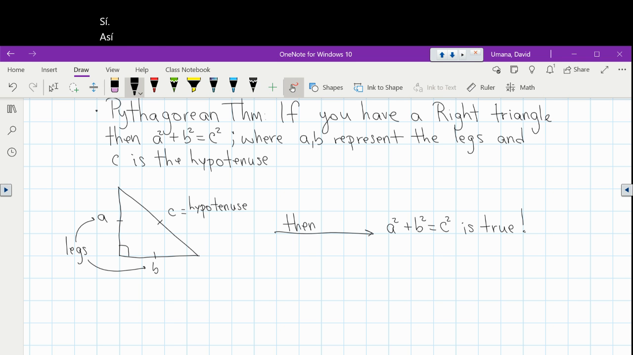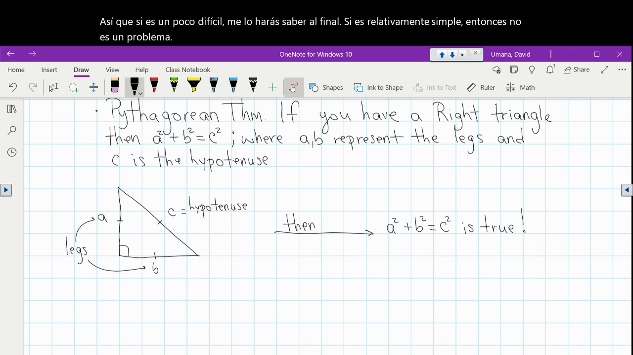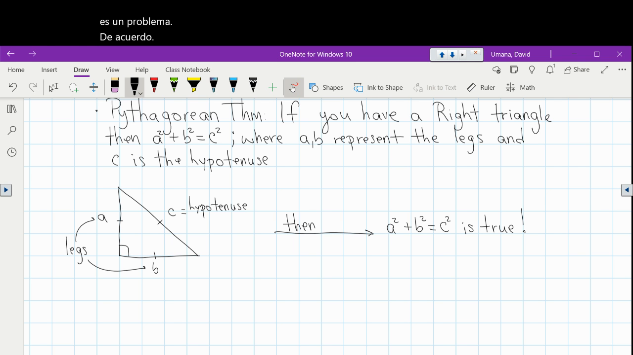So if it's a little bit difficult, you'll let me know at the end. If it's relatively simple, then it's not a problem. Okay? All right. Do you guys have the definition already? You good with this part?